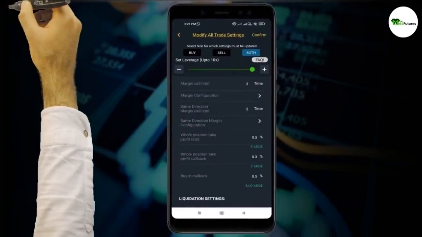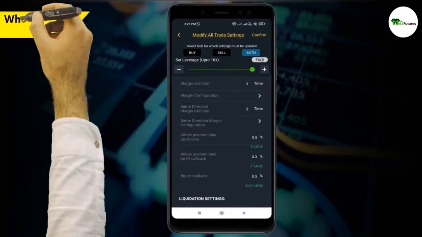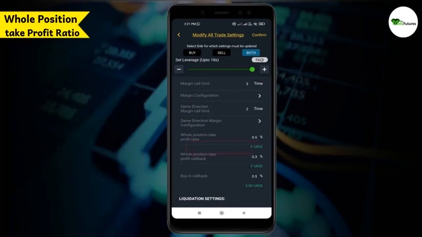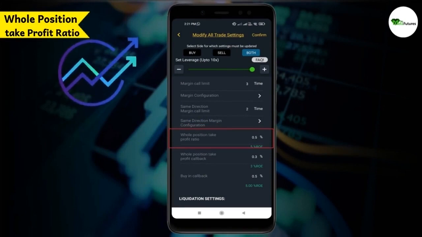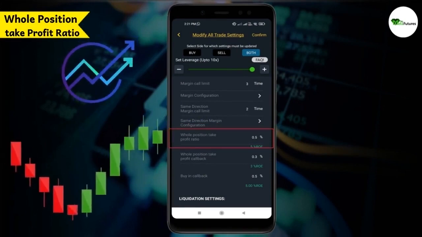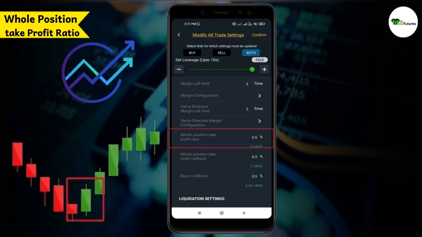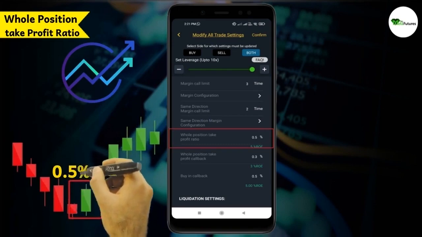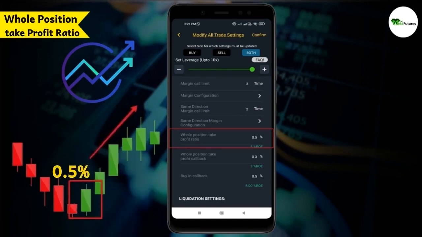Next is the whole position take profit ratio. It's the profit percent that you want to take. After this percent the bot will trigger the order. Suppose that you have placed an order that the trade will go up. As I have entered 0.5% value in the whole position take profit ratio, so whenever the trade will go up by 0.5% then the bot will come out after extracting profit, but there is a possibility that the trade will go up more.